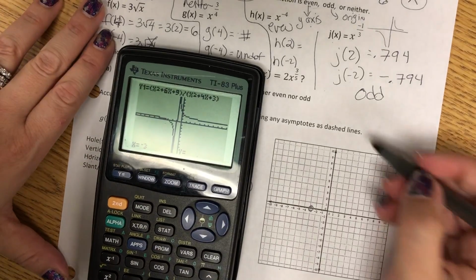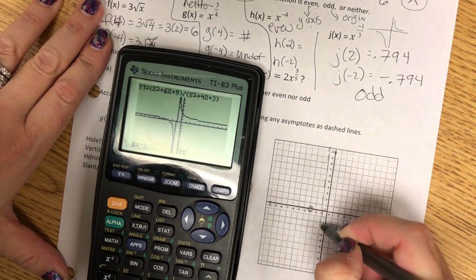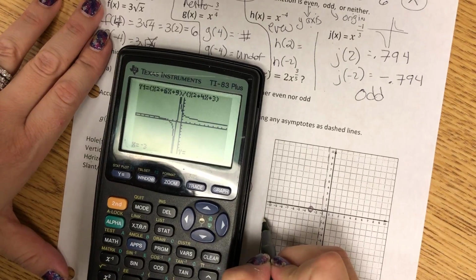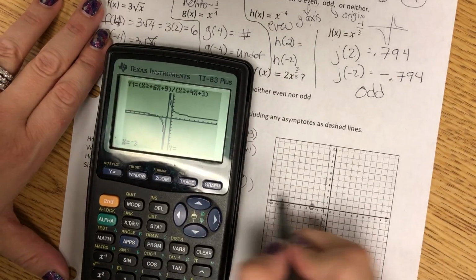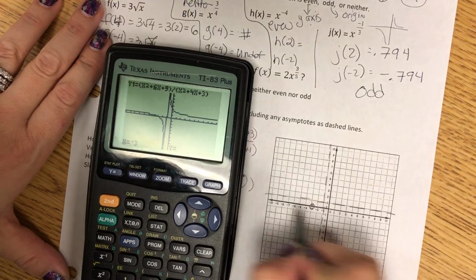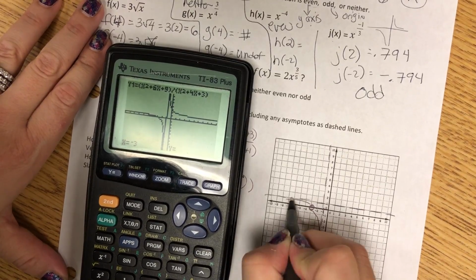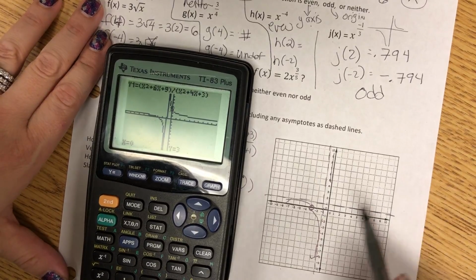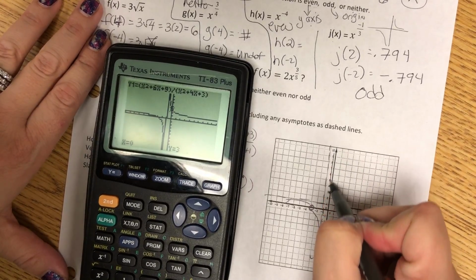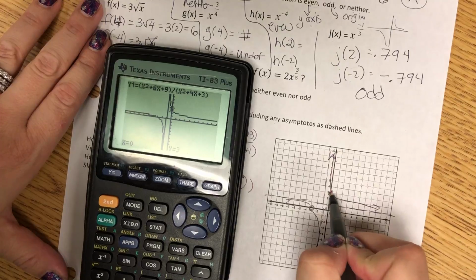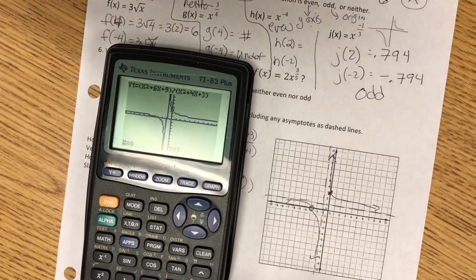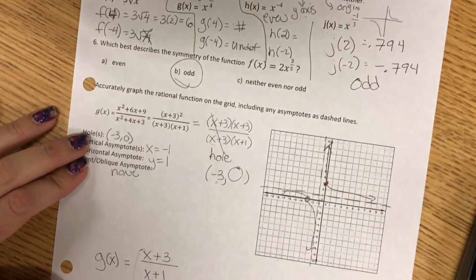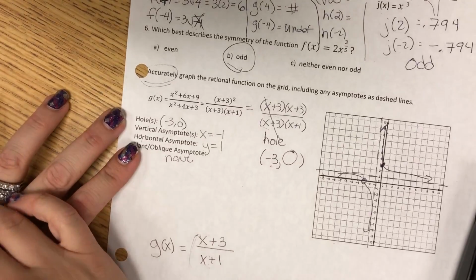So to graph it, we've got a vertical asymptote at -1. You should always graph them with a nice dashed line. Our horizontal asymptote is at y equals 1. This goes down here, and this, oh, what's the y-intercept? 3. Goes up here. So I wanted to put the y-intercept just so I could have the most accurate graph, because it says accurately. Gotta be accurate.